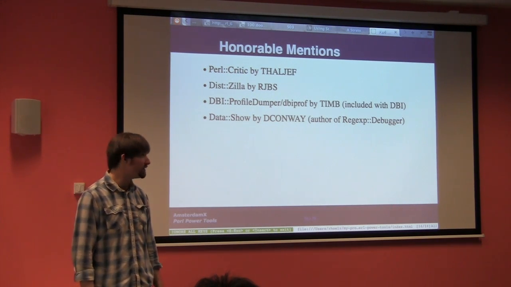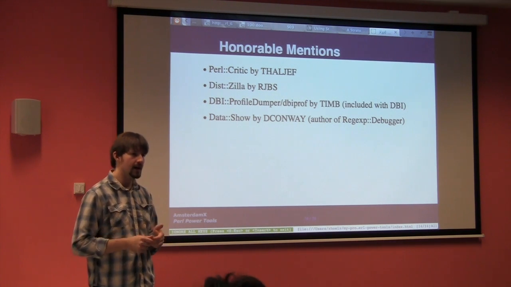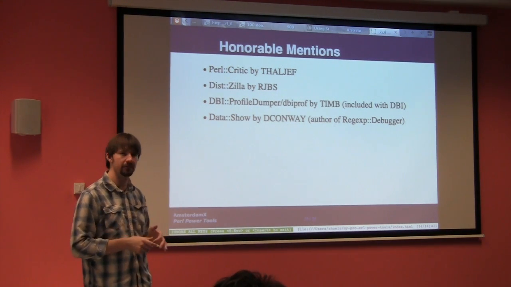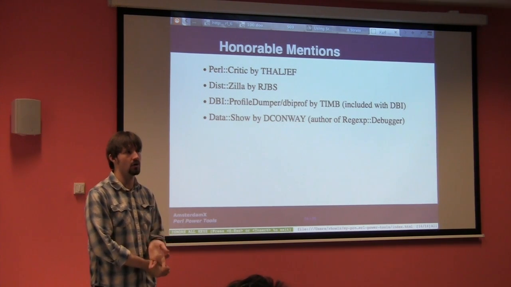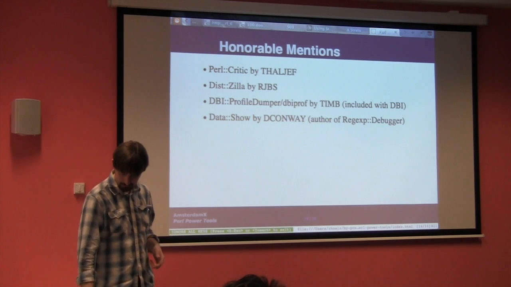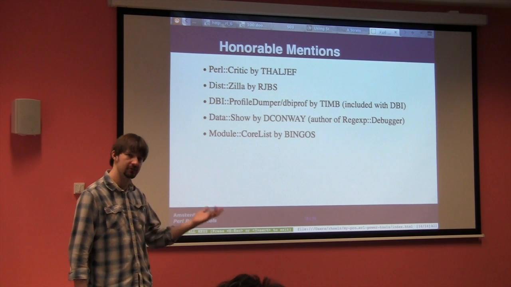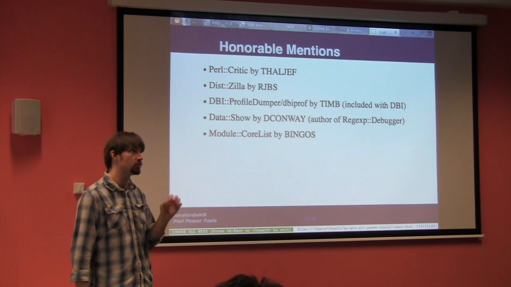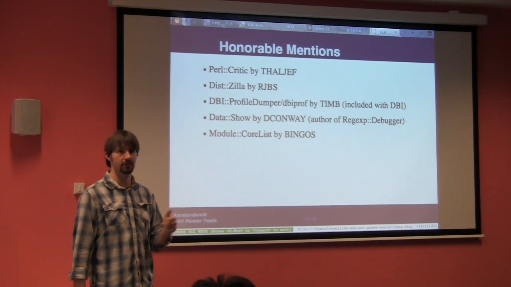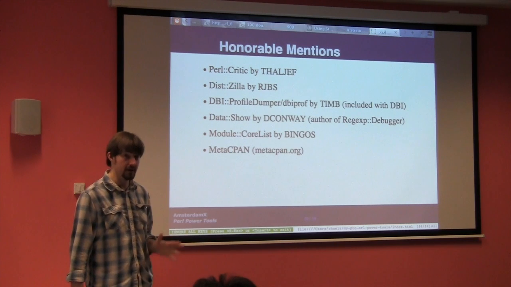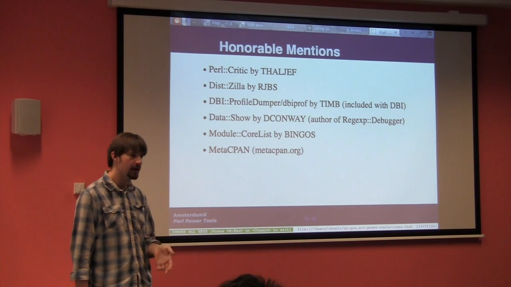Data::Show is another data-dumping-like module. It's kind of halfway between say and Data::Printer or Data::Dumper. It does some simple stuff like printing array refs, but it also tells you what the name of the variable you're dumping is, and also what line it's being printed on. Module::CoreList is a module that allows you to ask which modules were included with a version of Perl, or whether or not a module is included with Perl, and if so, what version it was included with.